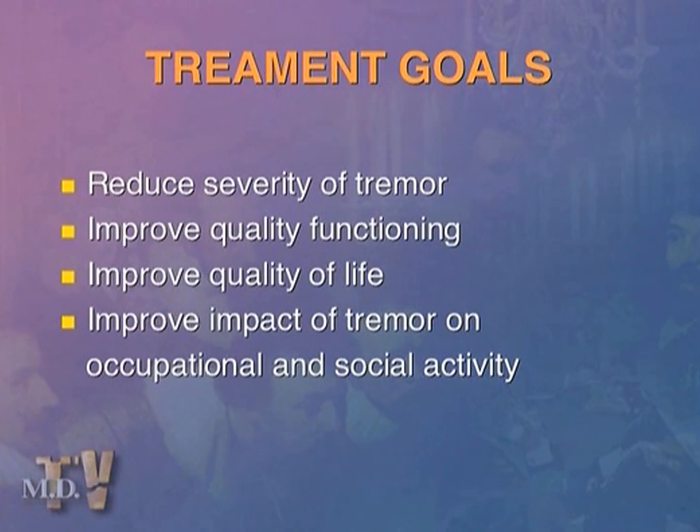One, we want to reduce the severity of the tremor, the frequency and the amplitude. We want to improve daily functioning. We want to improve quality of life. And we want to reduce the impact of the tremor on the patient's occupational issues and also their social activity, because this tremor can affect the occupation and social aspects. So what are the medicines we use? Well, we think about essential tremor treatment broken down into medications and also surgery.